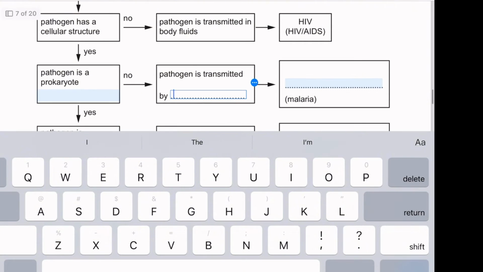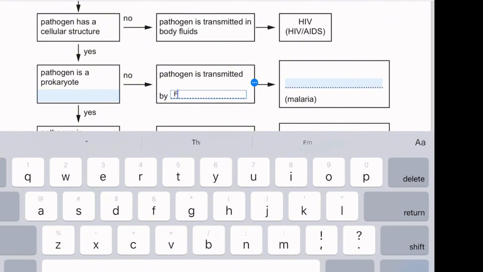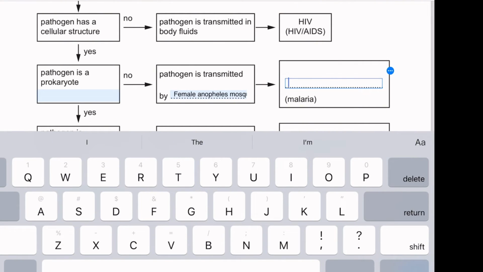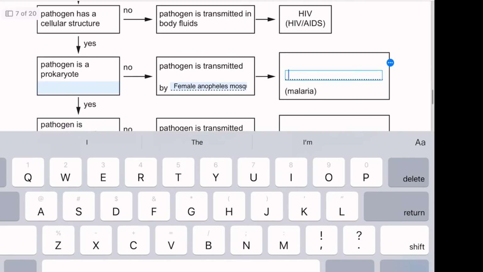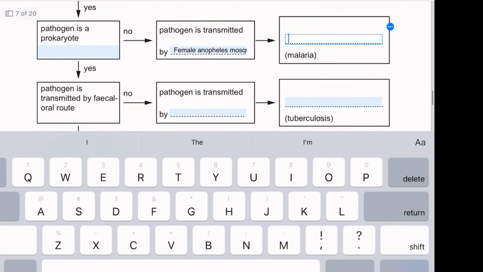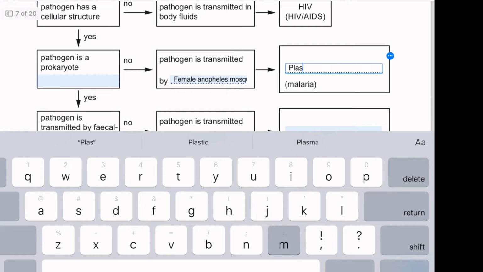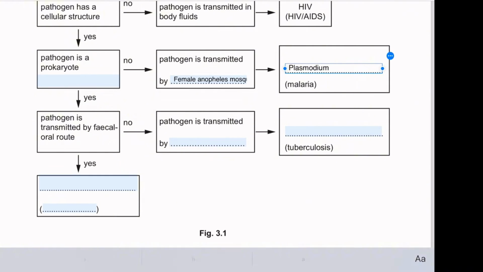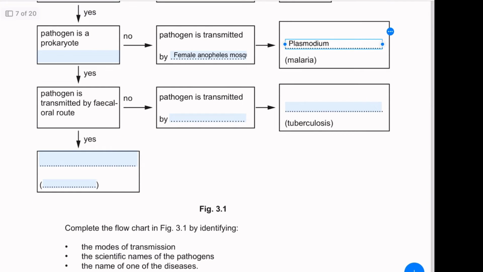Okay, so since this is malaria, it's transmitted by a vector, and what's the vector? It's the female Anopheles mosquito. Okay, and then what's it called? Malaria. So yeah, pathogen transmitted by female Anopheles mosquito. And then for malaria, is it the name of the disease or the pathogen? I think that's the name of the pathogen. Plasmodium.